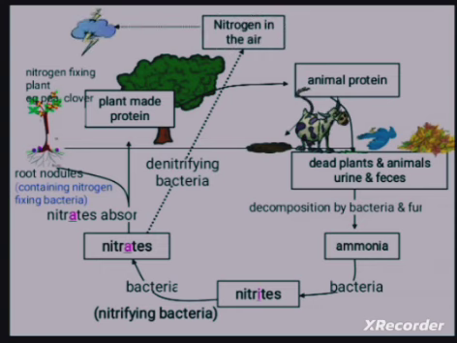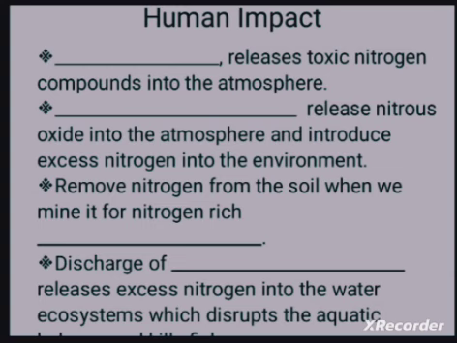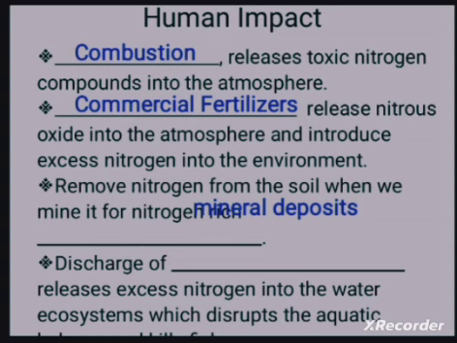Nitrogen in the air is fixed by lightning and in the root nodules, and plants can use the nitrogen. And what about human beings? Human impact: combustion releases toxic nitrogen compounds into the atmosphere.